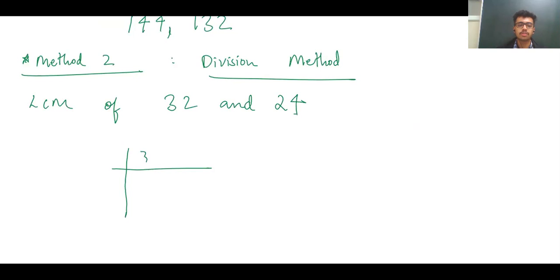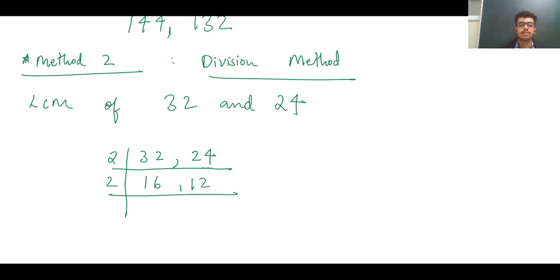Now what will I do in the division method is, I'm going to write both the numbers 32 and 24, and I'm going to keep dividing them. I'm going to choose a number over here and keep dividing them till I get 1 on both sides. So for example, we know that they both go by the 2 table, right? So 2, what will I get over here if I divide by 2? 16 and 12, sir. 16 and 12. Then again let me divide by 2.